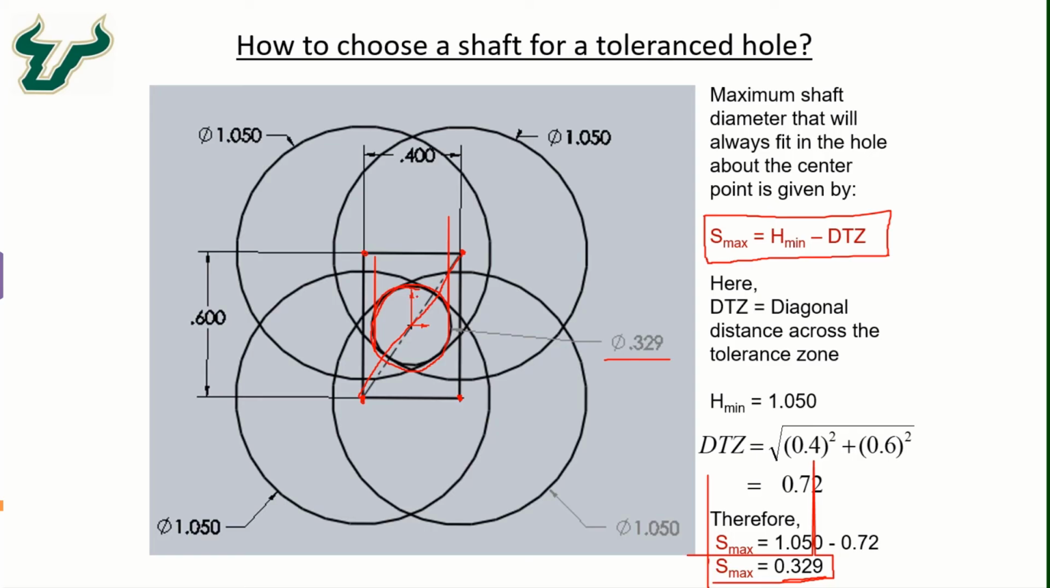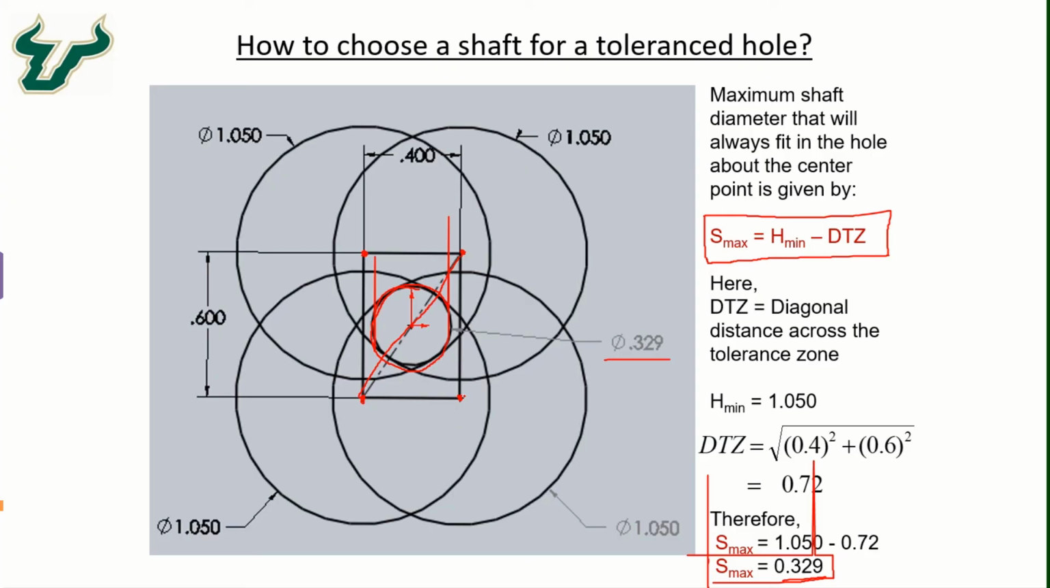And so it doesn't matter where the hole is created, or whatever the dimension of the hole could be. In the worst case, if the hole is created, let's say, in this topmost left vertex with 1.050 diameter, even then the shaft of 0.329 inches will be able to pass through that, because it has to pass through the center. The same thing holds for the other vertices as well.